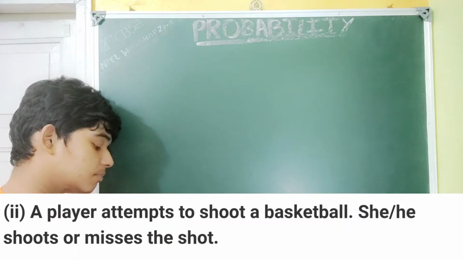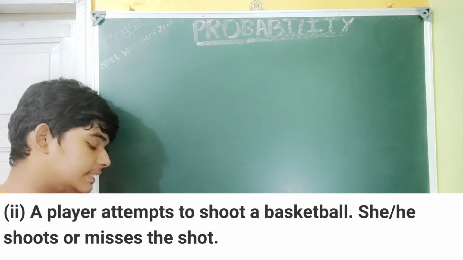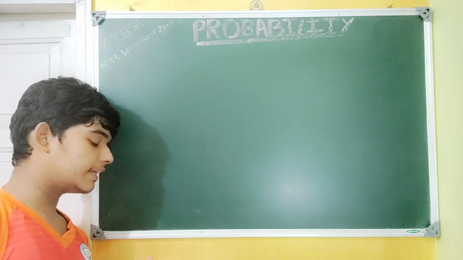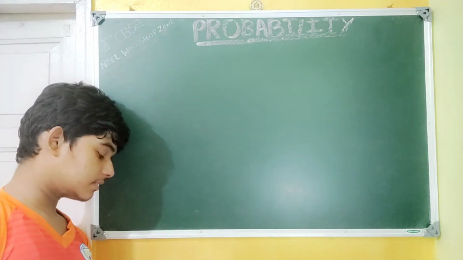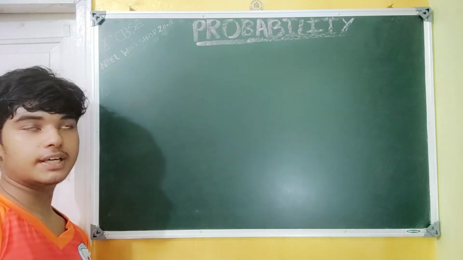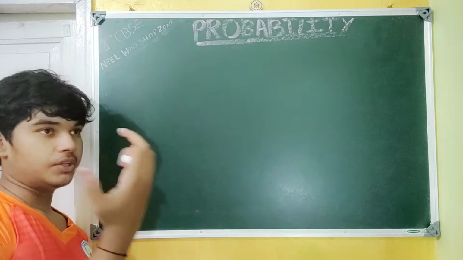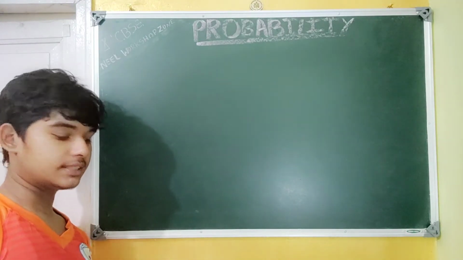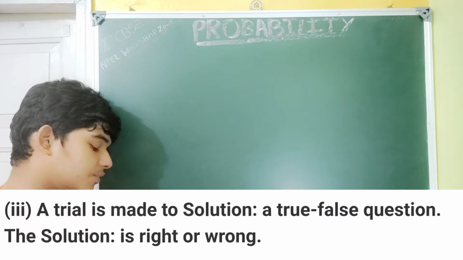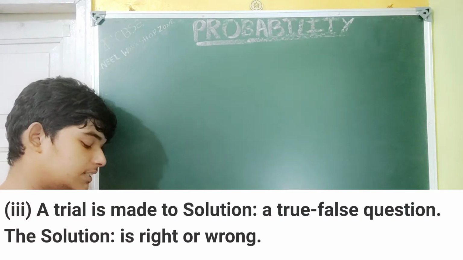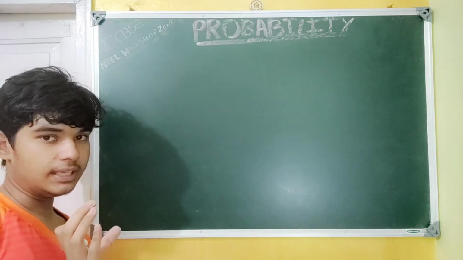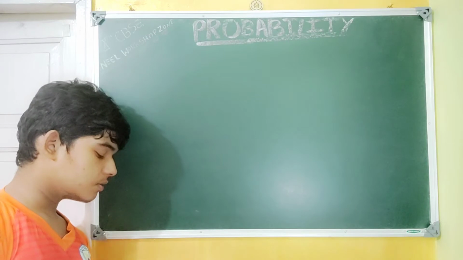A player attempts to shoot a basketball, he or she shoots or misses the shot. This is also not an equally likely outcome because, well, there are again a lot of factors depending on it: how he threw it, where the hoop is, who the player is, what his track record is, etc. Next, a trial is made. The answer to a true or false question is right or wrong. This has an equally likely outcome because the only outcomes over here are true or false.